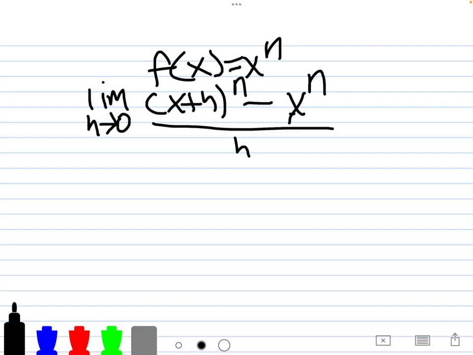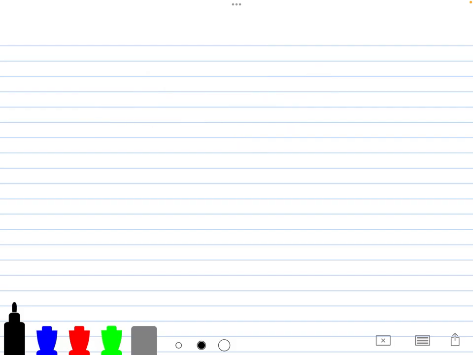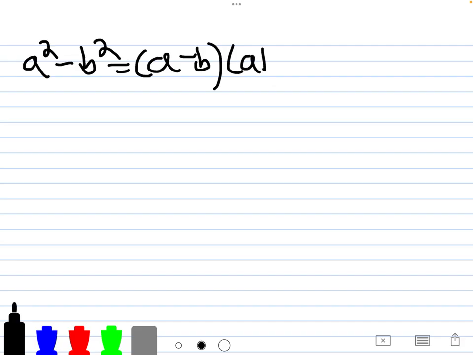So I'm just going to erase all of this for a quick second. Let's take a squared minus b squared, for example. You can factor this into two factors, a minus b and a plus b. And if you multiply all these terms out, it'll result in the exact same equation as the original equation.